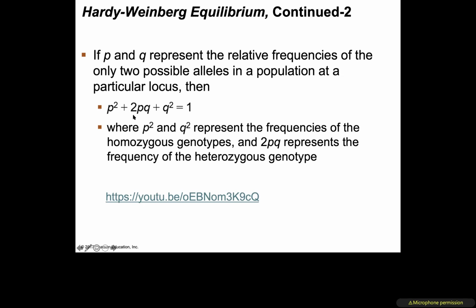Okay, so this is your equation. Don't let it scare you. It's not as ugly as you think. P squared plus 2PQ plus Q squared will always equal 1. What that means is, if you keep in mind the homozygous dominant individuals in a population and the homozygous recessive individuals in a population, and you add up the heterozygous individuals in a population, that will always equal 100% of the population. That's exactly what that means.